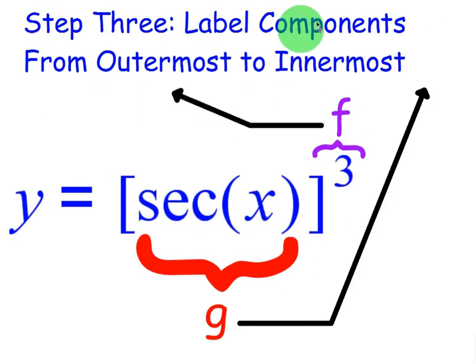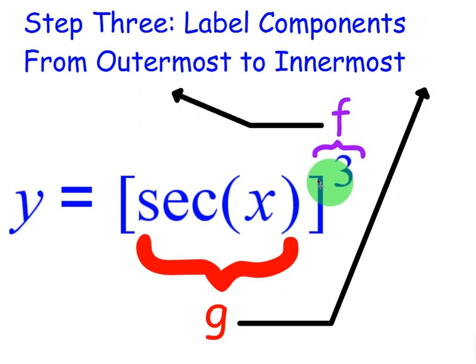So now we're going to label our components from the outermost to the innermost. Our outside component we will label f, which is that outside exponent that we moved. The innermost function is g, so the secant x is inside of this cubic function. That's the reason why we moved it around at first.